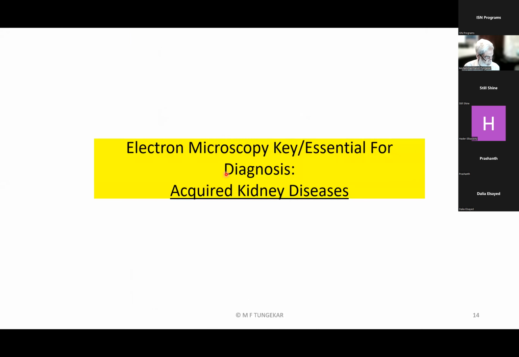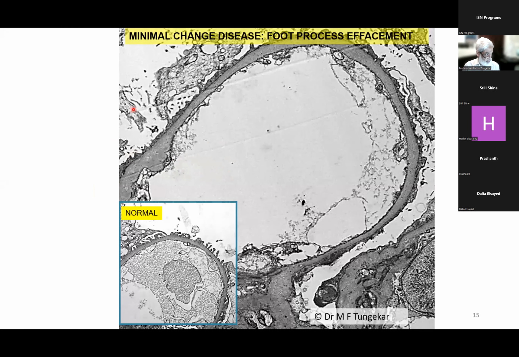Now let's go on to acquired native kidney diseases where electron microscopy is essential. The first disease is minimal change disease. It's again not an infrequent disease. The peak incidence, of course, is in childhood, and also there's a second incidence in later life. It is a disease which is not often biopsied in children, because if the patient responds to steroid therapy, there's no need to biopsy. But only when the steroid therapy doesn't work, in steroid-resistant or steroid-dependent cases, a biopsy will be done.